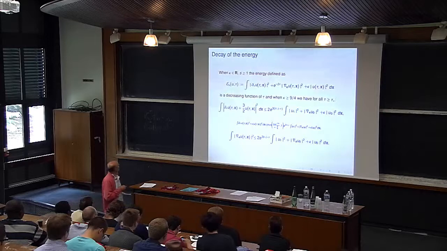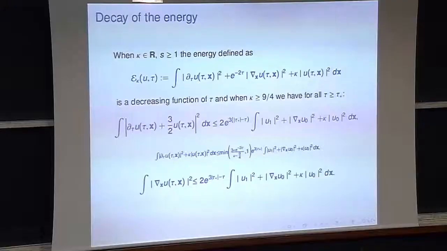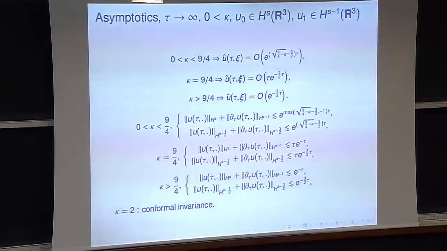There we have some results of decay by the usual manipulation with the Poynting vector and so on. And we arrive at the important result: when the mass of the Klein-Gordon field is strictly positive, we can estimate very, very precisely the rate of decay of the field.